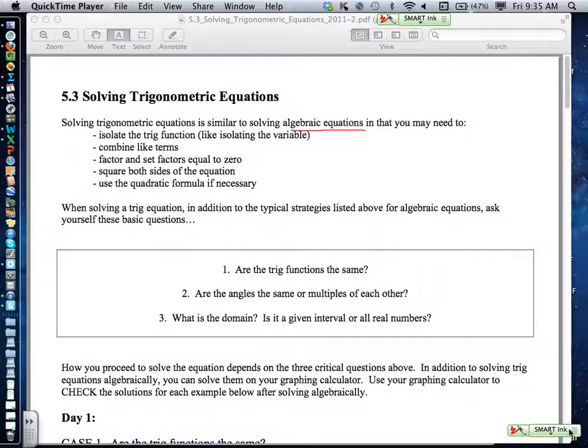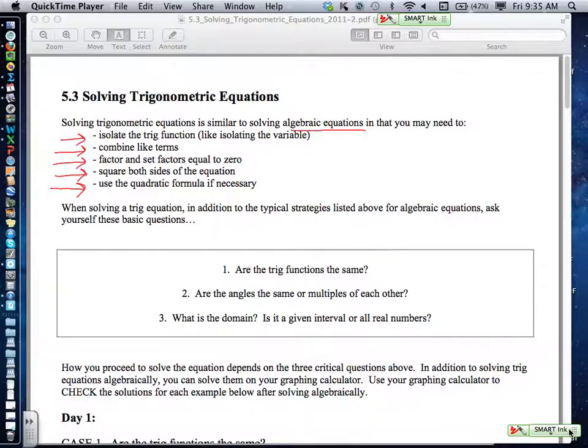So we're going to do things like isolate the trig function. That's the same thing as isolating the variable in an algebra equation. We're going to sometimes combine like terms. Sometimes we're going to factor. Sometimes we're going to square both sides of the equation. Sometimes we're going to need to use the quadratic formula. Only we're going to apply all of this stuff to equations that involve sine, cosine, tangent, that sort of thing.